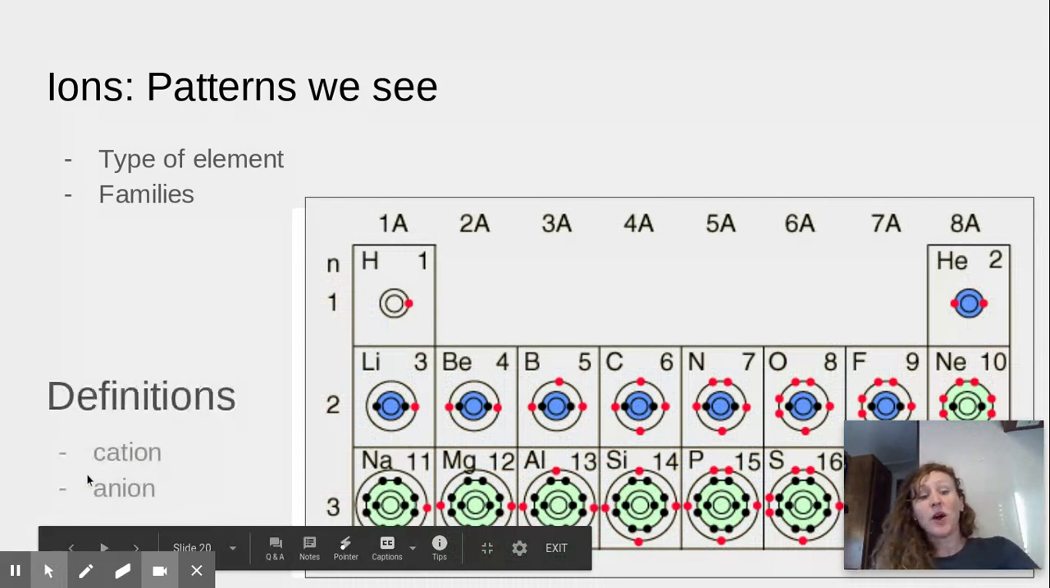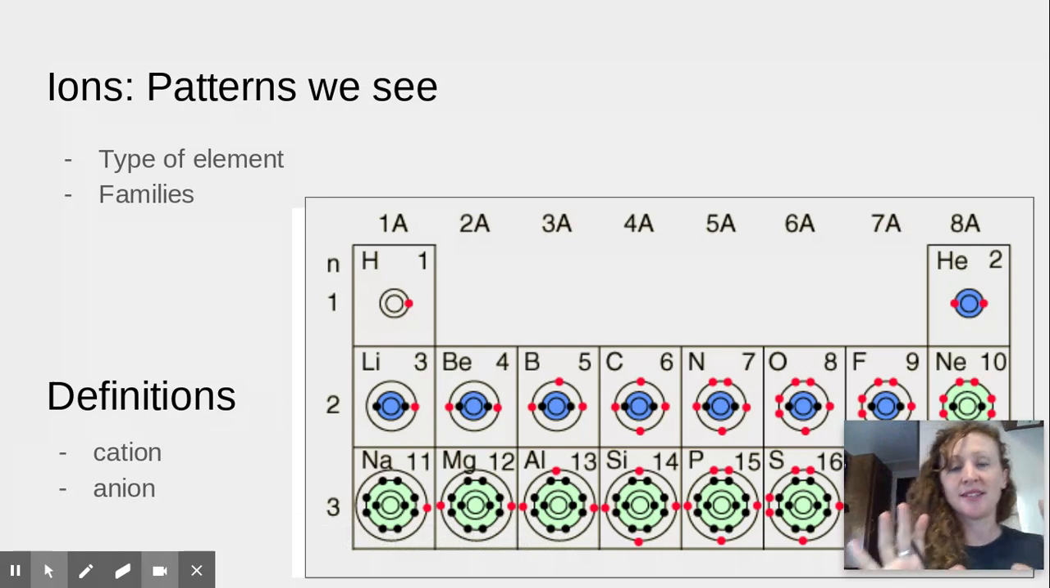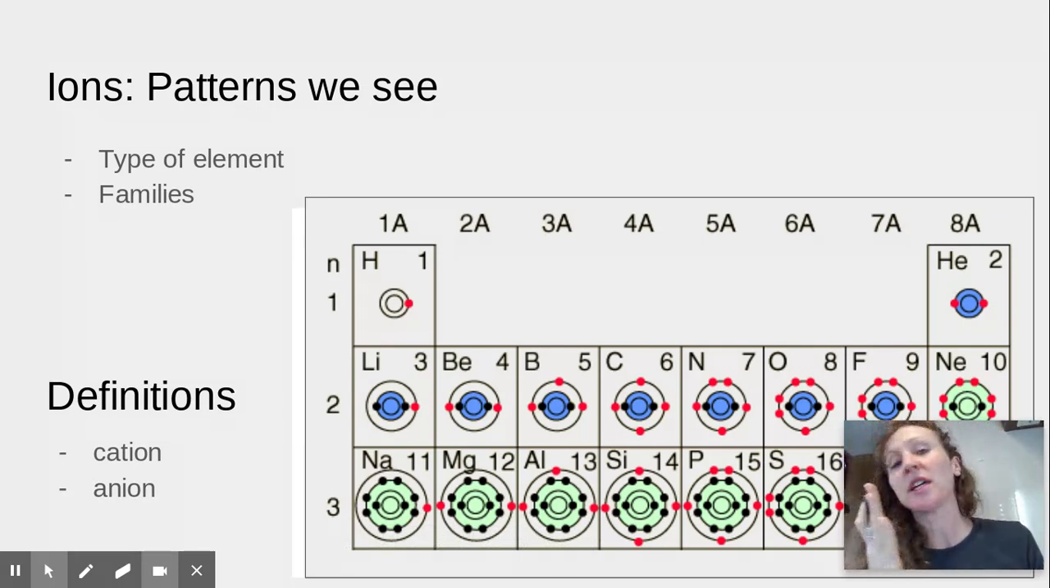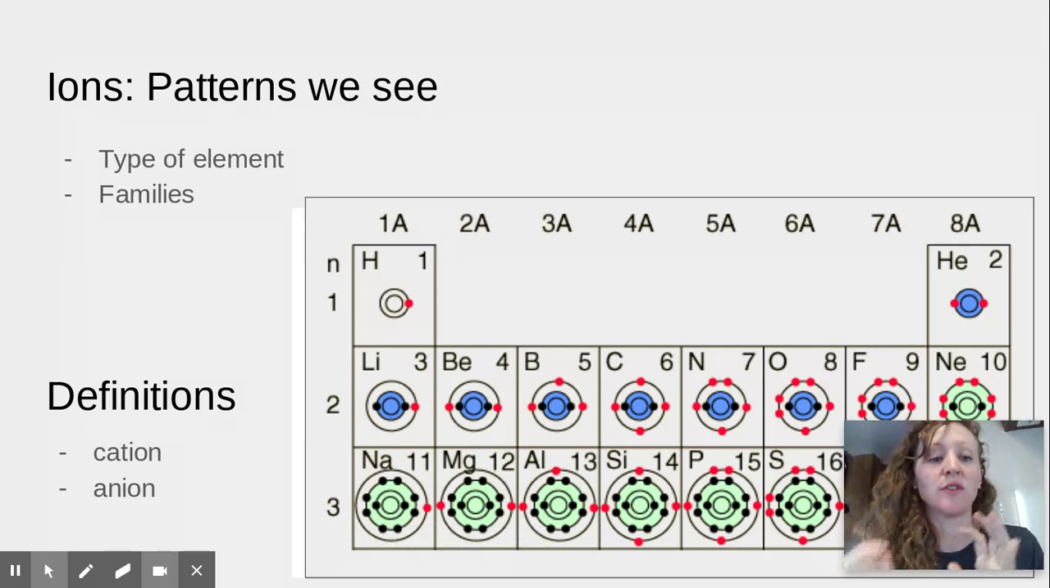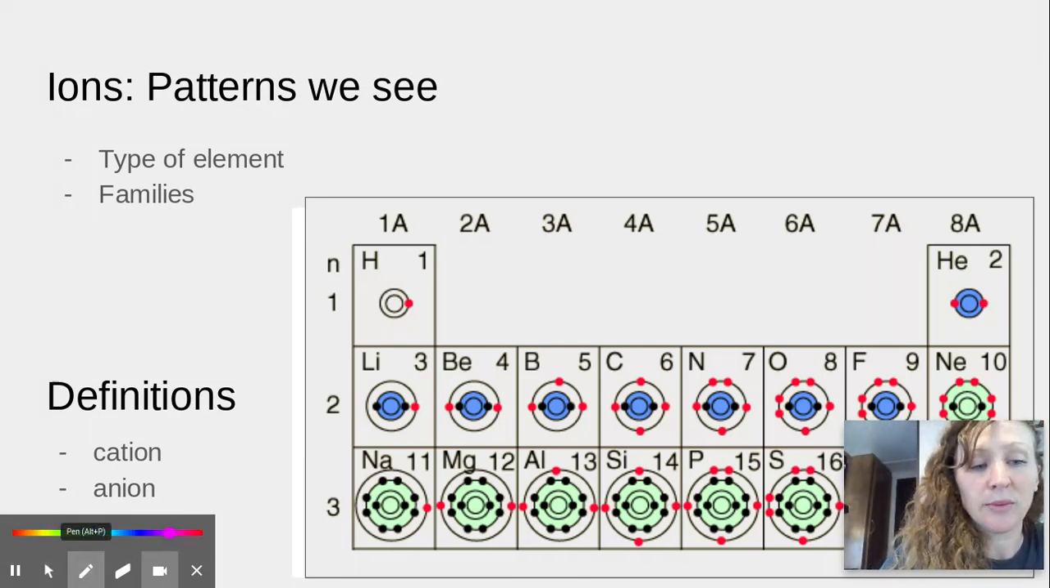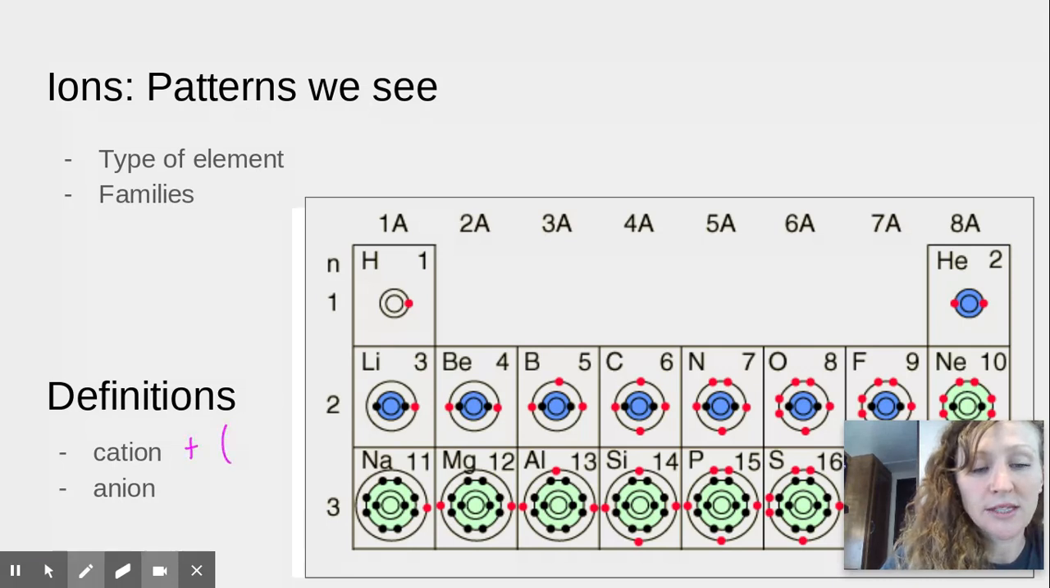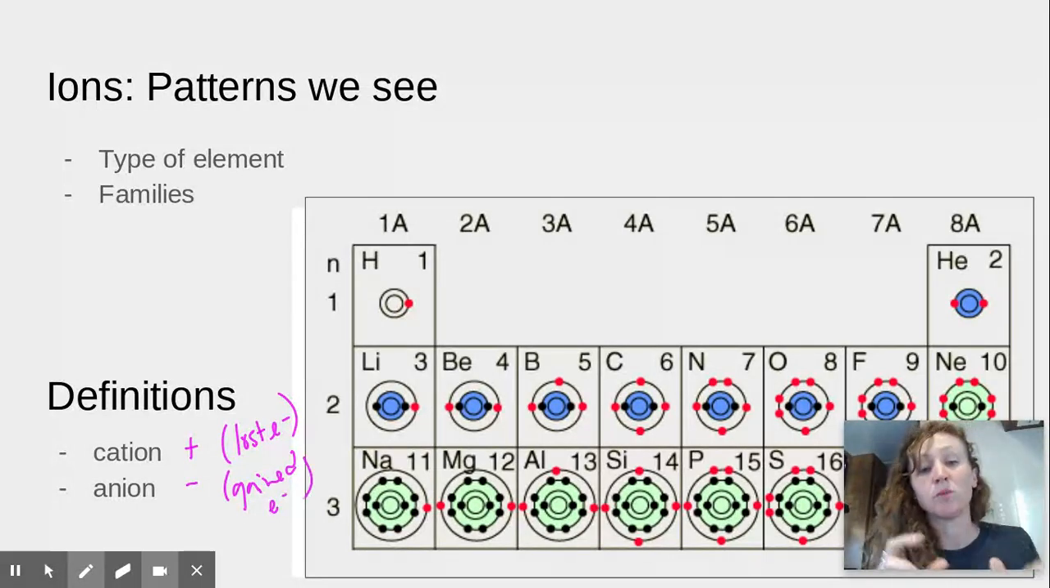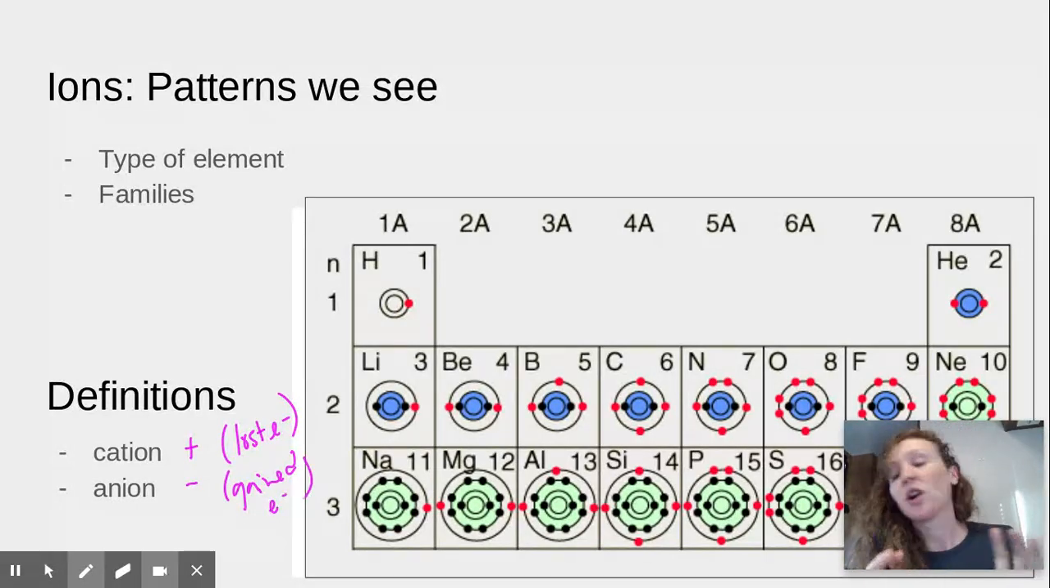Okay, so on this, I just want to define cations and anions very carefully. If you don't have a written definition for anions and cations, write it now, please. Cations are going to be positive ions, which means that they have lost electrons. Anions are going to be negative ions, which means they have gained electrons. So those are vocab words you should be able to use going back and forth.